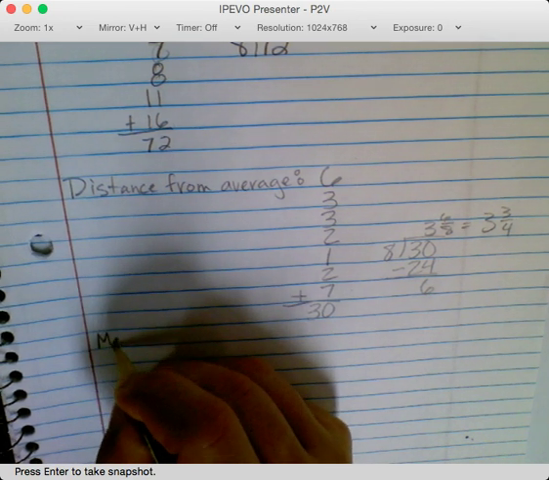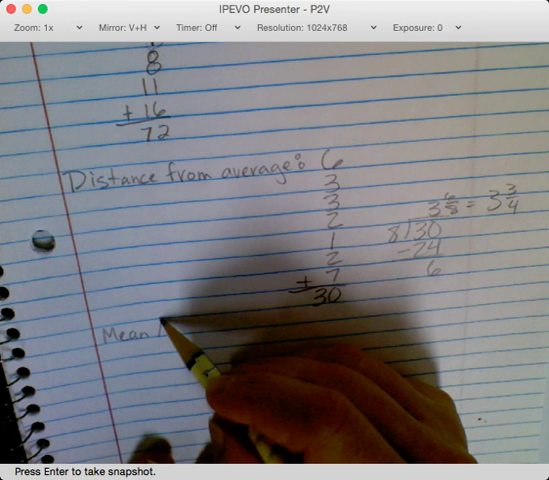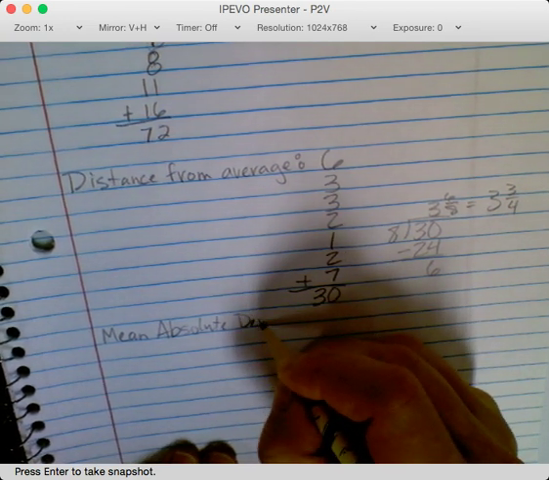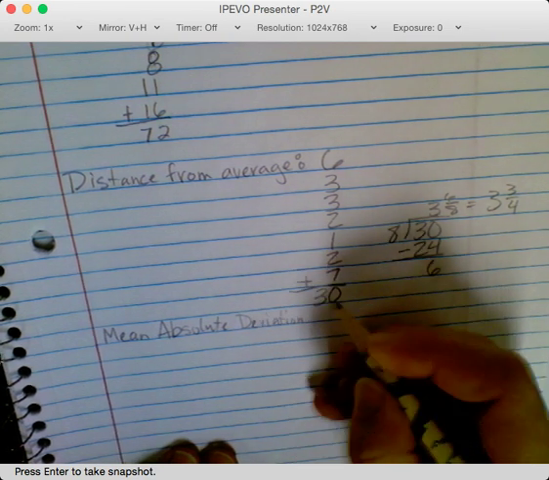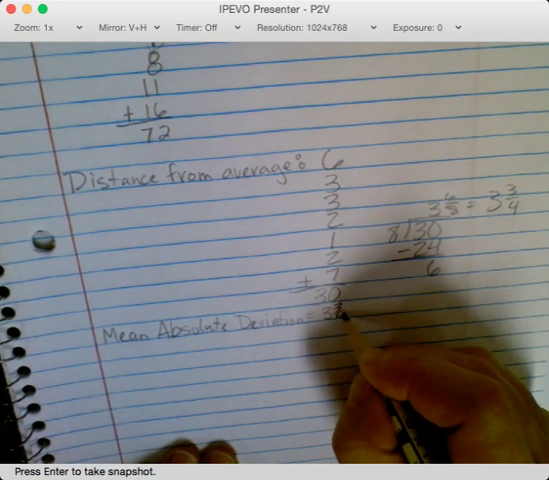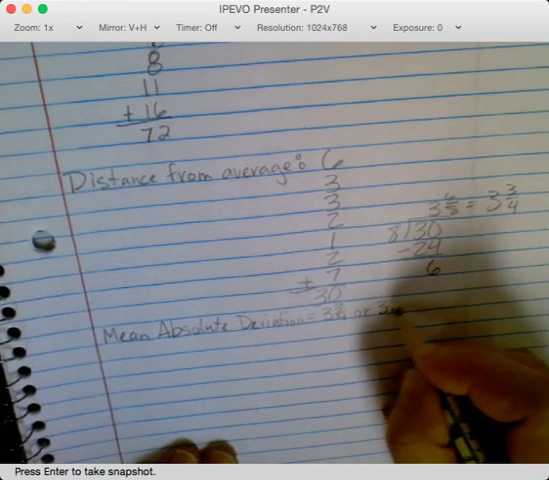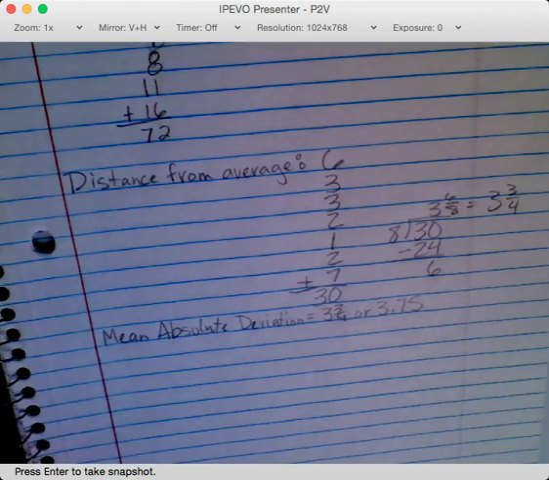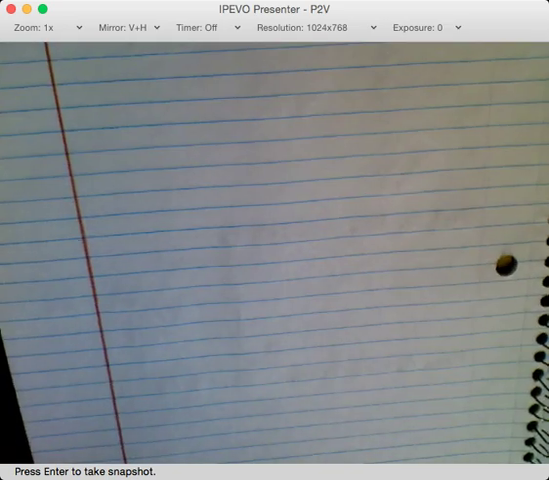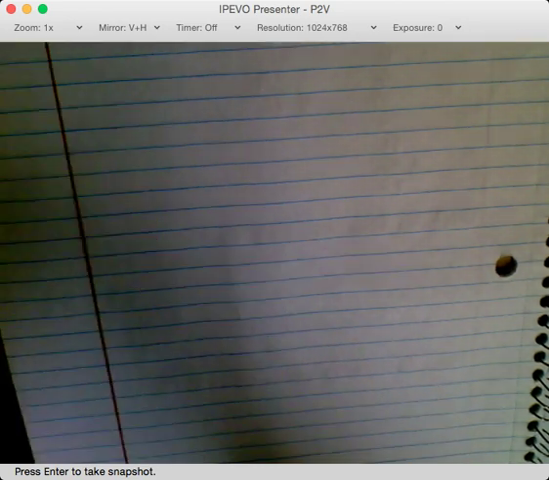So my mean absolute deviation is equal to 3 3/4, or 3.75. So basically you're finding the average, you're subtracting, and you're finding the average again. Okay, so let me do one more paper and pencil example, and I might try another example after that if I have time.